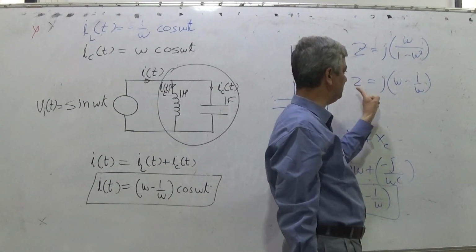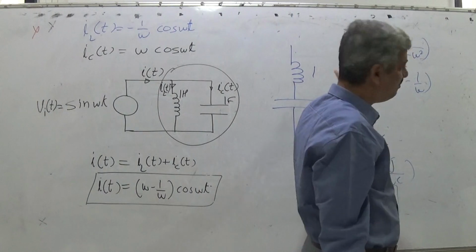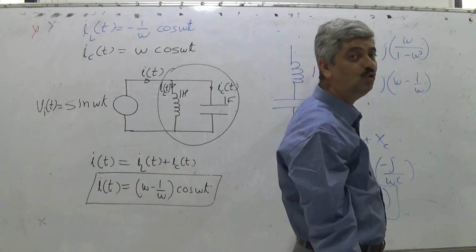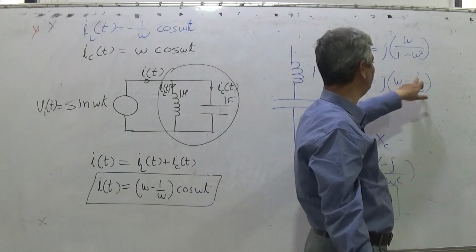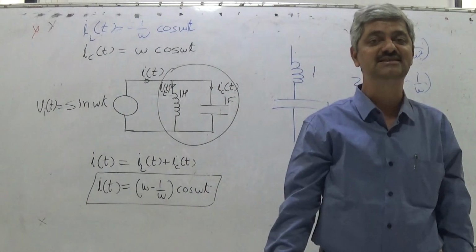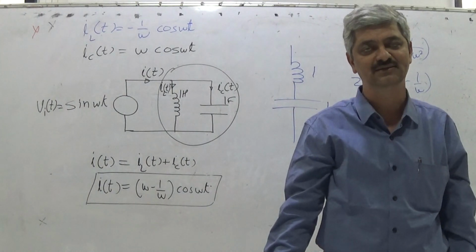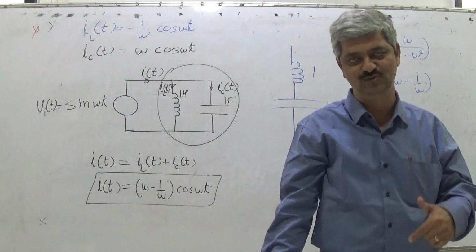For the LC series circuit now, for omega equal to 1, what will happen? 1 minus 1, that is 0. So impedance is 0, it is a short circuit. The LC series circuit behaves like a short circuit for omega equal to 1, if L is equal to 1 and C is equal to 1.